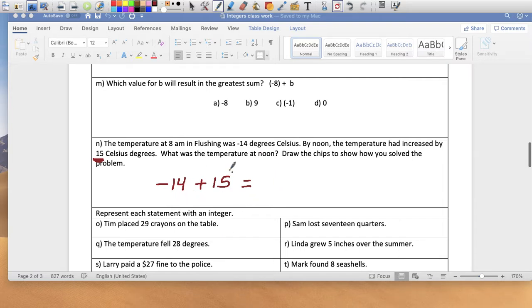Well, if you think about it, I know it says draw, but I'd rather draw a thermometer. So if you imagine this is 0 degrees and this is negative 14, and you're going to take 15 steps. 1, 2, 3, 4, 5, 6, 7, 8, 9, 10, 11, 12, 13, 14. You would land at 1. So at noon, it was 1 degree Celsius. Right?